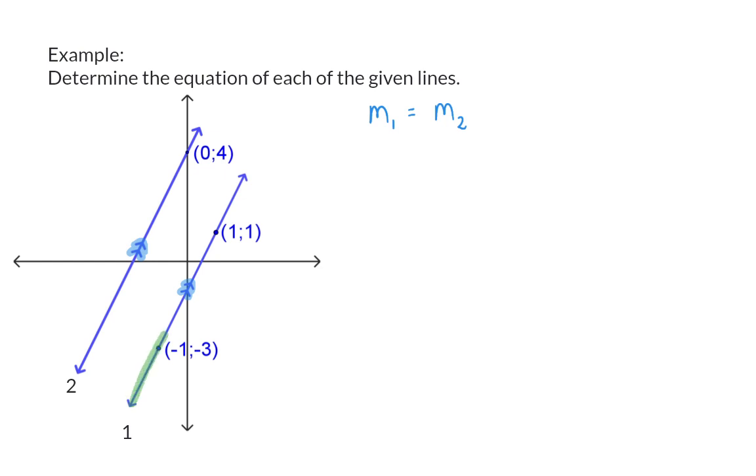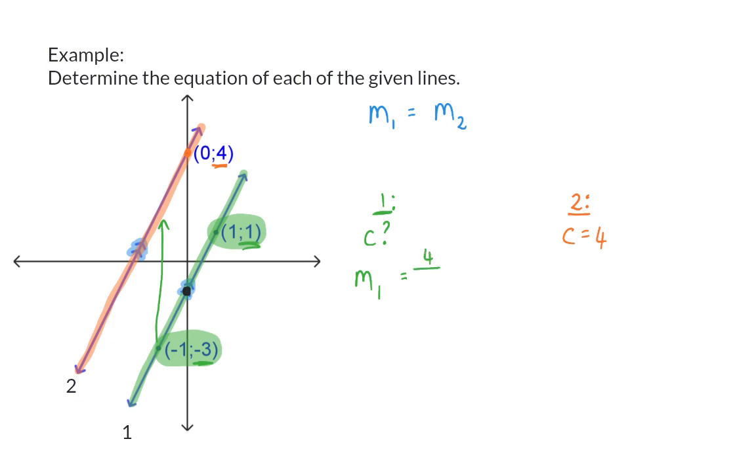For line number 1, the one at the bottom, we do not know where it intersects the y-axis, so we don't have the c value. For the second line, we however know that it intersects the y-axis at 4, so c is 4. Going back to line 1, we can calculate the gradient because we have 2 points on this line. The vertical movement is from -3, we move up 4 units to 1, and then our horizontal movement is from -1 to 1, and that is 2 units.